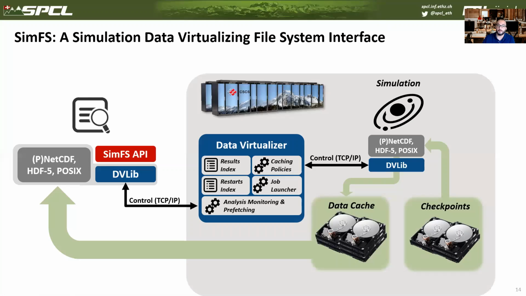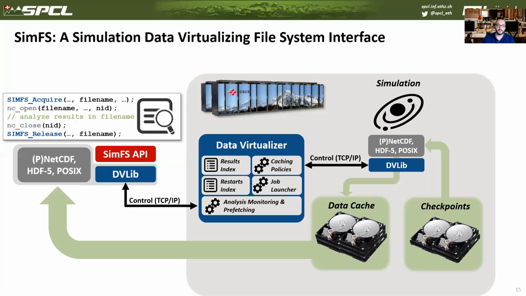The idea of this SimFS API is not to replace the classical ones, like NetCDF and others, because those are optimized for access when files are ready. Instead, it runs on the side to give more information about the virtualization. Just as an example, you can acquire a file, saying, okay, now I'm going to access this file, and this call will return only when this file is actually available, meaning that either it is in cache or it has been resimulated.